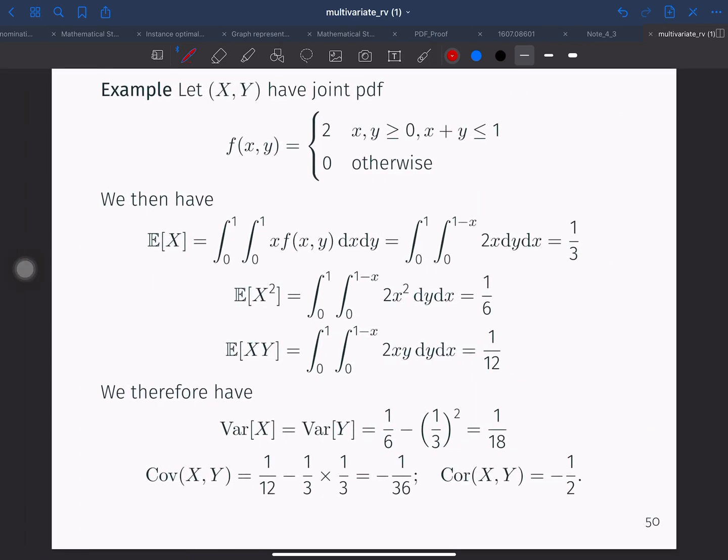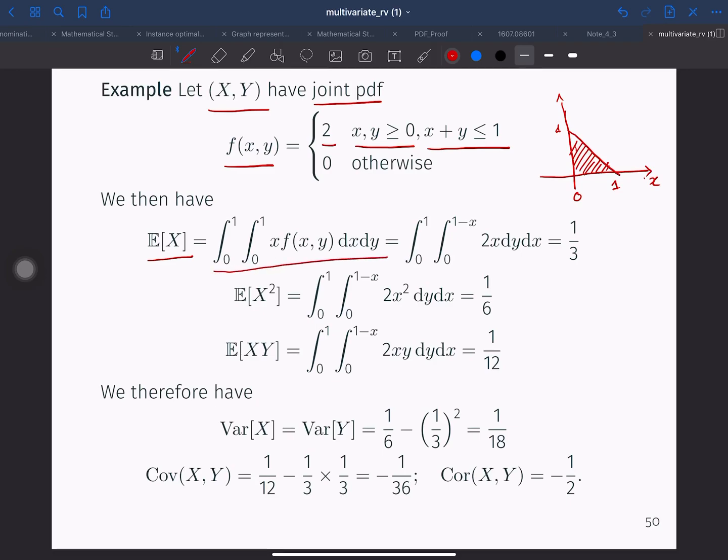So let's see a quick example. Suppose you have x and y, jointly continuous. So you have a joint PDF of this form: f of x, y is 2 whenever x and y are positive and the sum is less than or equal to 1. So we draw this to be simply something along this line. So x plus y lies under this triangle here. And so the expected value of x, you can easily evaluate by writing out the definition. And because f of x, y is only defined inside the triangle, we can then change the limits of integration carefully.